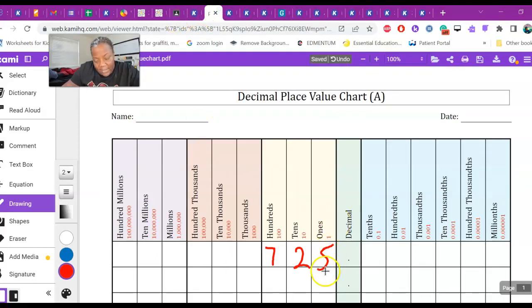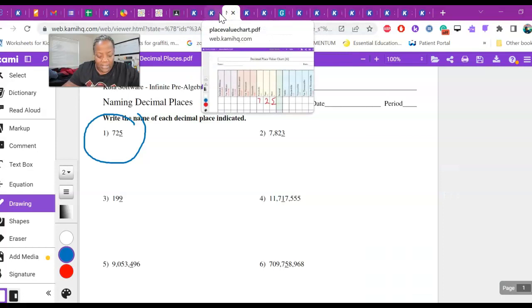You said it correctly. It's in the ones place. So making sure you understand the place value chart. Again, it is a good idea to make sure you have these memorized. Always a good idea. Let's take a look at the next one.